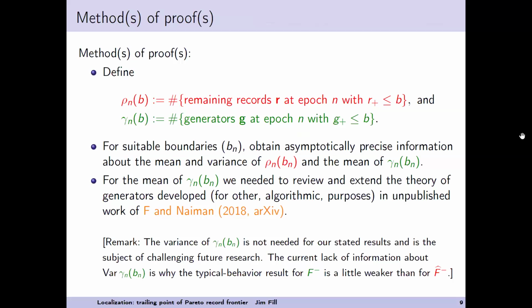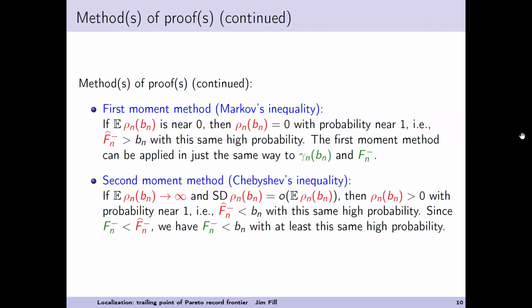Okay, so that was the previous slide. Now this one. I think probably most, maybe all people in the audience are familiar with the first and second moment method, but they're methods for dealing with random variables that are non-negative, usually counts. The first moment method is just an application of Markov's inequality. If we can compute or bound the expected value of rho n of Bn, and if that's near 0, then rho n of Bn will be 0 with probability near 1. But saying that there are no remaining records with sum of coordinates smaller than Bn is the same as saying that F hat n minus is bigger than Bn. So that will happen with the same high probability.